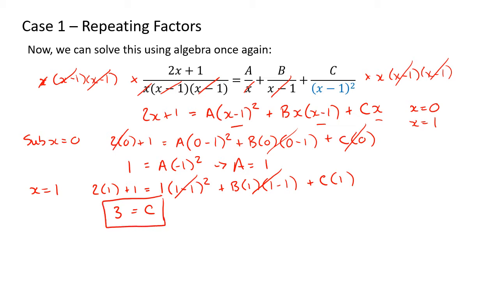Okay, so now we have the a term and the c term, but we don't have any other factors to substitute in. And it's okay at this point to be like that, because now if we look at our equation, we have 2x plus 1 is equal to a, which is 1, times x minus 1 squared, plus bx times x minus 1, plus 3 times x, substituting those values in. So we only have one more term that we have to solve for.